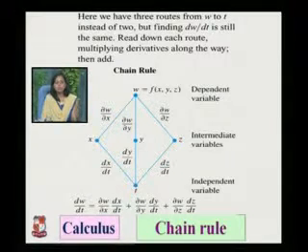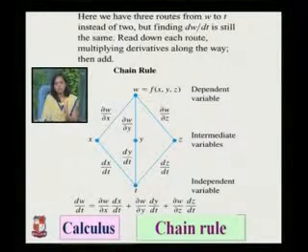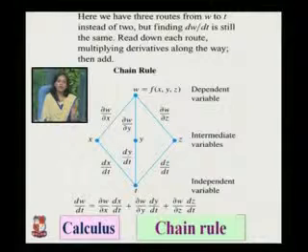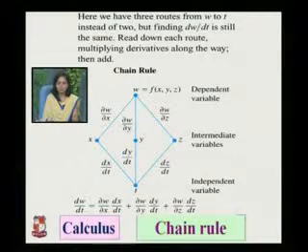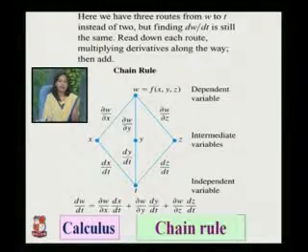So first, w is a dependent variable that depends on x, y, z, and x, y, z depend on t. That's why x, y, z are called intermediate variables, and our last one, t, is an independent variable. The last t is a single independent variable. That's why we are taking dw by dt.